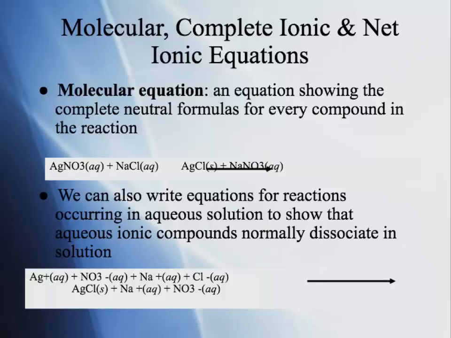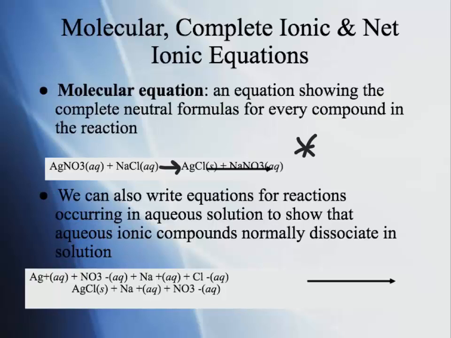So a molecular equation is an equation showing the complete neutral formulas for every compound in the reaction. Okay, so here is a molecular equation. Silver nitrate plus sodium chloride reacts to form silver chloride and sodium nitrate. So everything is there. It's the complete neutral formulas. There's no ions shown. We have all the symbols. Bam. That's a molecular equation. That's what you're used to. That's what we just practiced in the first half of the lecture.